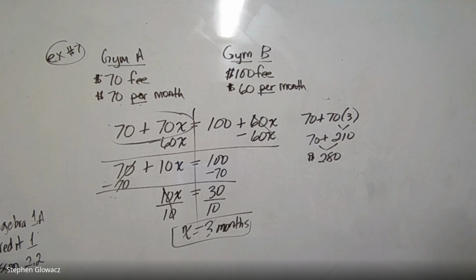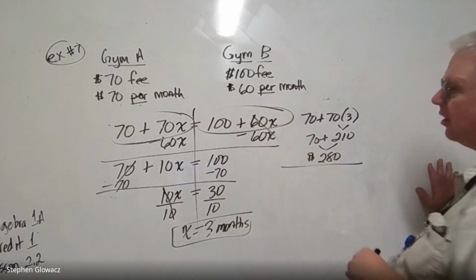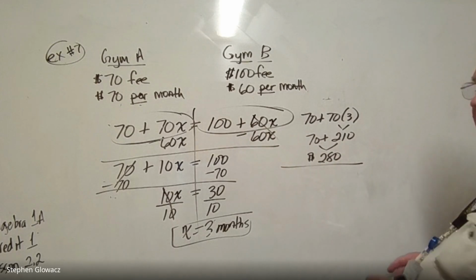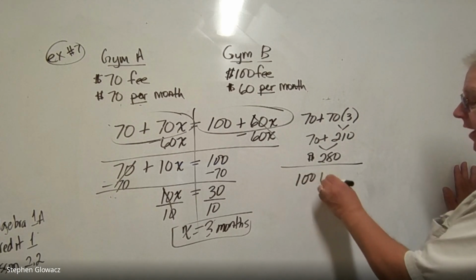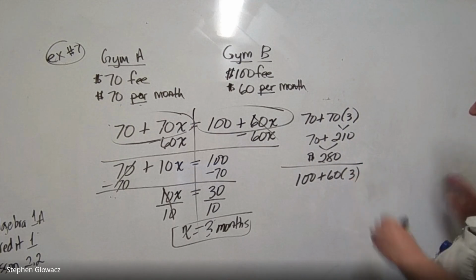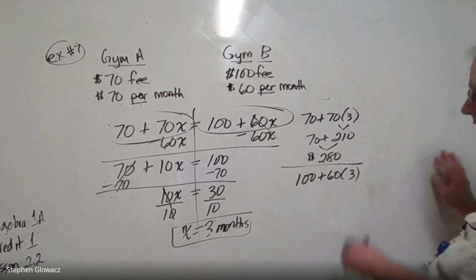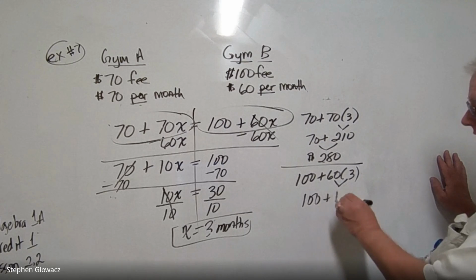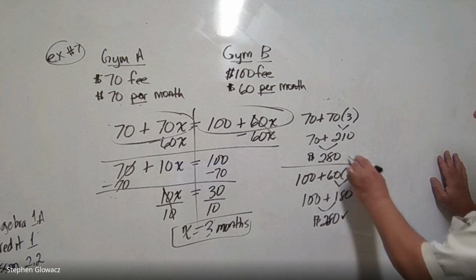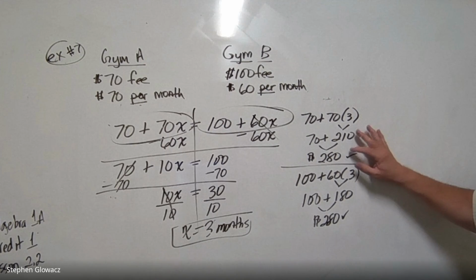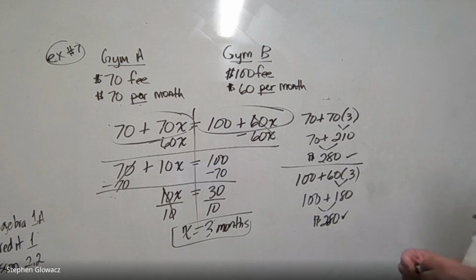Now, again, we don't have to do both, but just real quick to show you that regardless of which expression we chose, Gym A or Gym B, we'll get the same answer, because again, in 3 months, we're paying the same amount to either gym. So we have 100 plus 60x, but we know that x is 3. We multiply first. 60 times 3 is 180, and 100 plus 180 is 280, confirming that after 3 months, we will pay the same amount, and that amount is $280 to either gym.